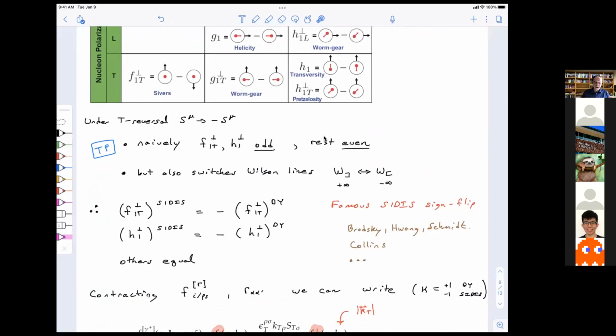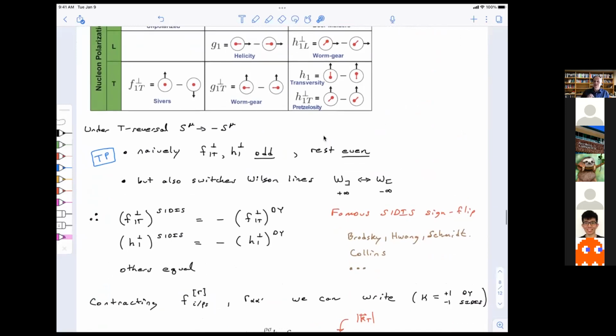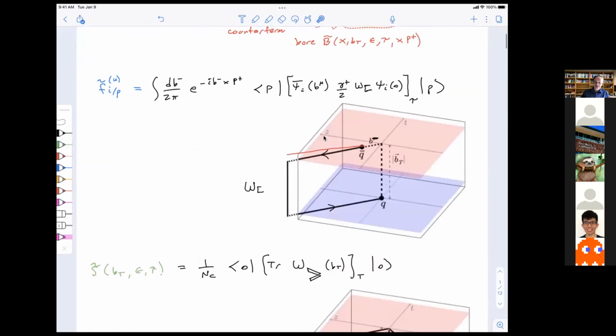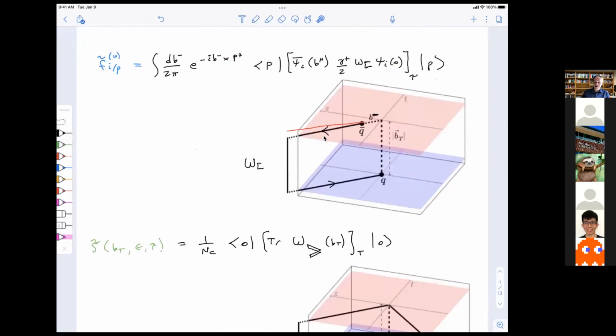So what was going on? It was realized that there's an important difference between outgoing Wilson lines and incoming Wilson lines because they interact differently. They describe different physics: final state interactions and initial state interactions. And when you do the time reversal, if you go back to these pictures I had at the beginning, here the z-axis is here, the t-axis is here. This is going backwards along the light cone.